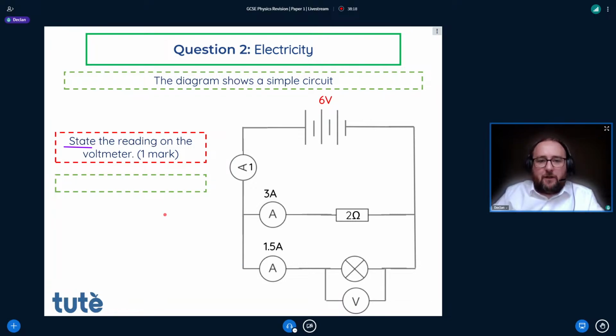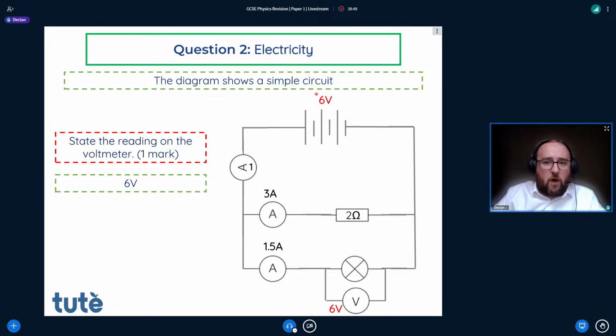It's not asking us for anything too challenging. So it's 1 mark, asking us to state. So the answer would be 6 volts because it's the same reading. The reason for that is because we've got a parallel circuit. The voltage, the potential difference, is the same across each branch. So this resistor, this branch here, will have 6 volts on. This will have 6 volts. So we've got 6 volts on each branch. The potential difference is the same all the way around the circuit.